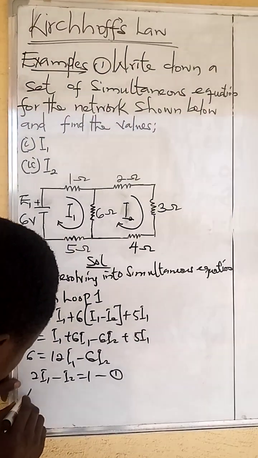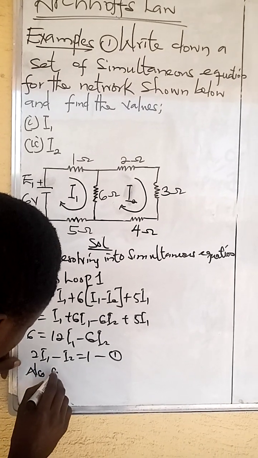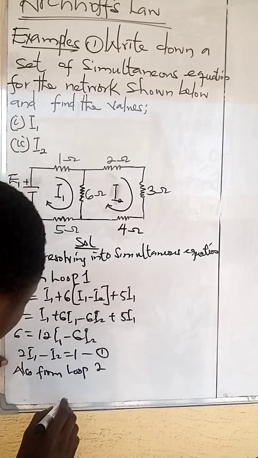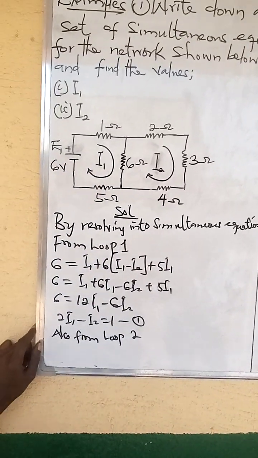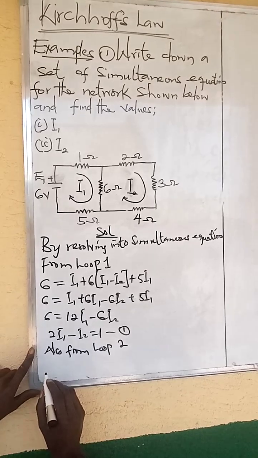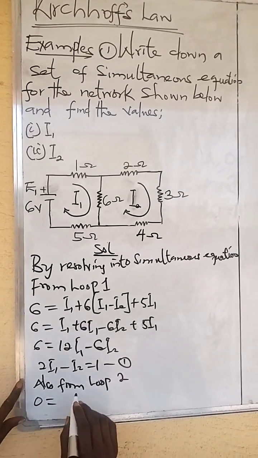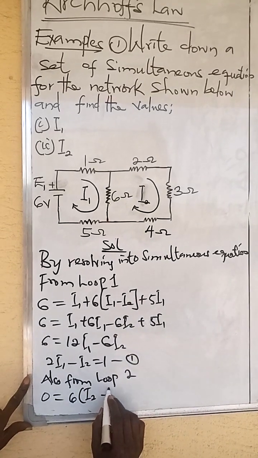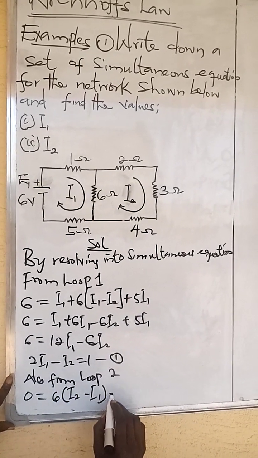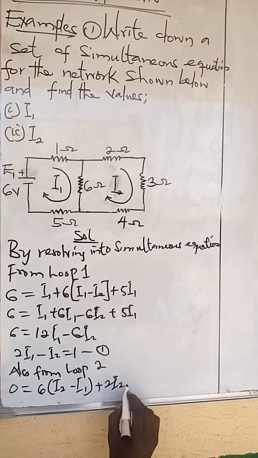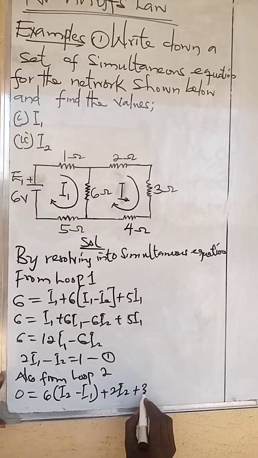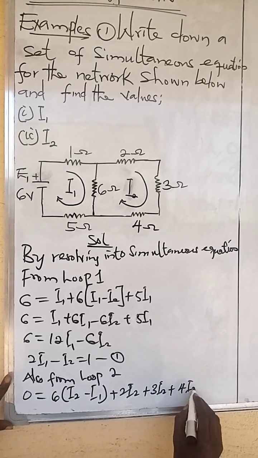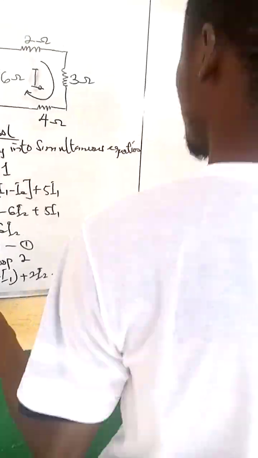So also from loop 2, we can see our voltage source. We don't have any voltage source, so therefore our voltage source is 0, equals 6 into bracket I2 minus I1, plus 2I2 plus 3I2 plus 4I2.